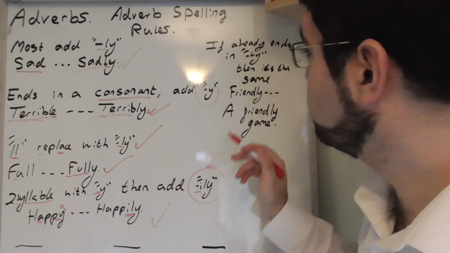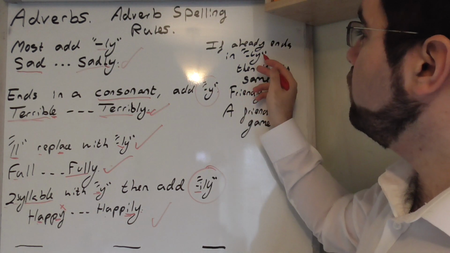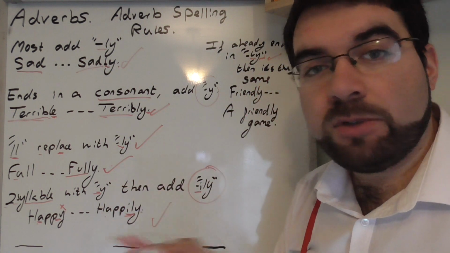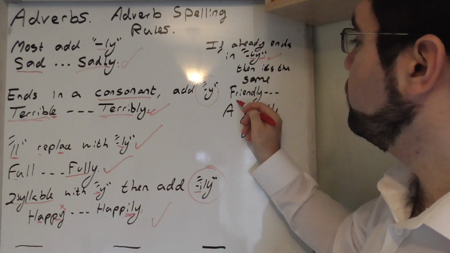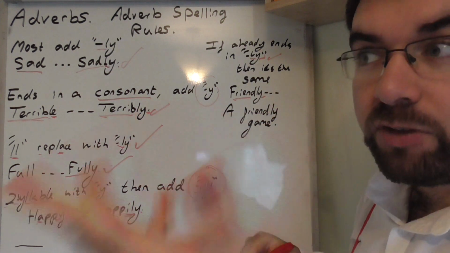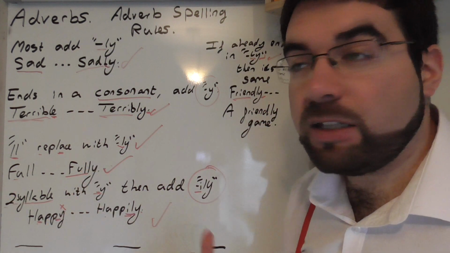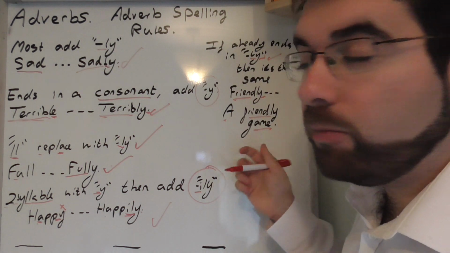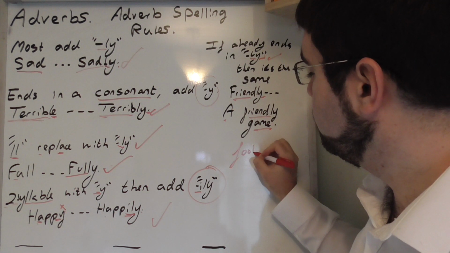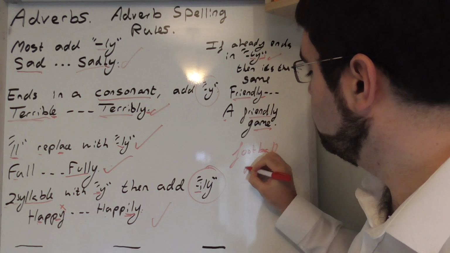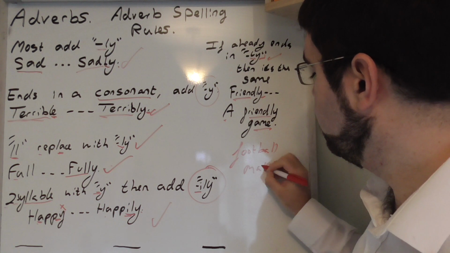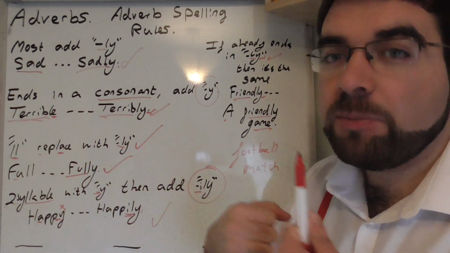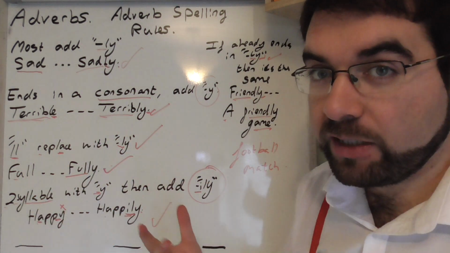Very nice. But if it already ends in an LY, then it's fine, it's the same. No need to change it. LY. Friendly. We can use that in a phrase. A friendly game. A friendly football match. It was a friendly team. A very friendly party. Very nice.